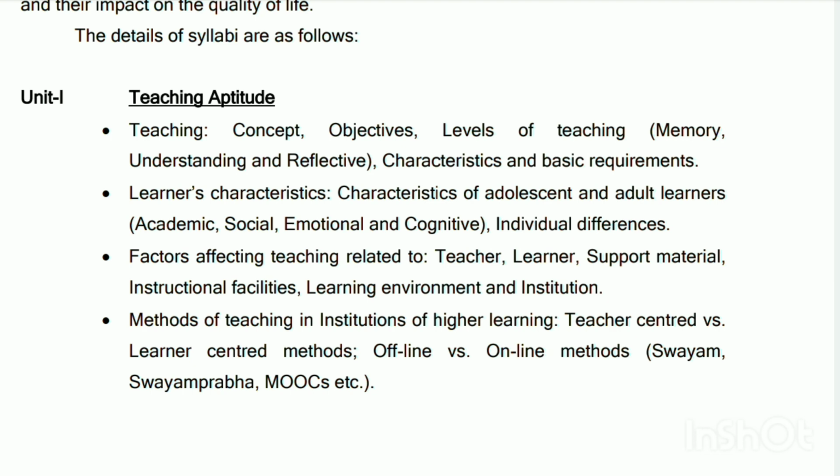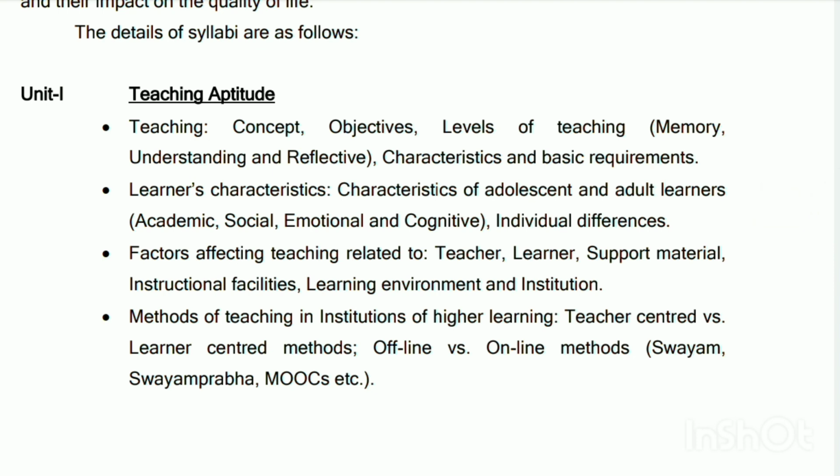Unit 1: Teaching Aptitude. In teaching aptitude, you have to study teaching concept, objectives, levels of teaching: memory, understanding, and reflective; characteristics and basic requirements; learners' characteristics of adolescent and adult learners: academic, social, emotional, and cognitive; individual differences; factors affecting teaching related to teacher, learner, support material, instructional facilities, learning environment, and institution.